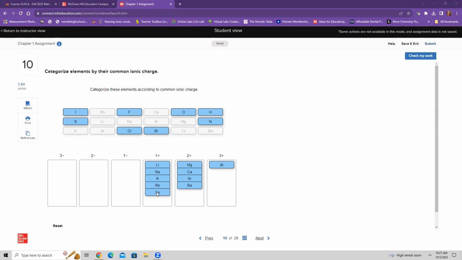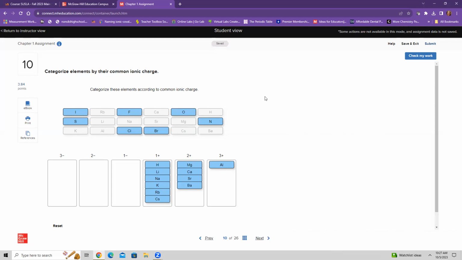Now let me clear these, and now let's look at the non-metals. Non-metals, metalloids, it doesn't matter. Hydrogen's an exception because it's on this side, so it actually becomes a 1+ also when it loses that electron, because it only has one electron. Now let's look at iodine, for example.